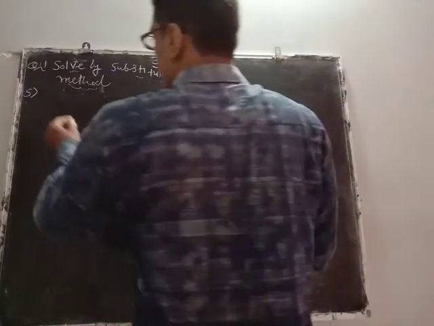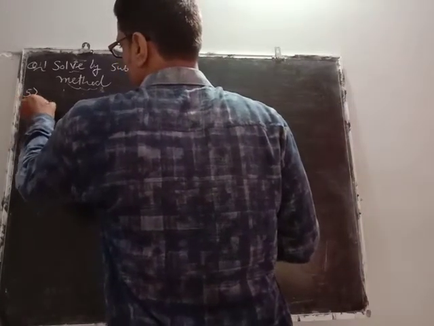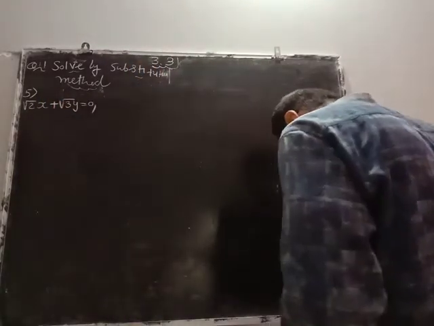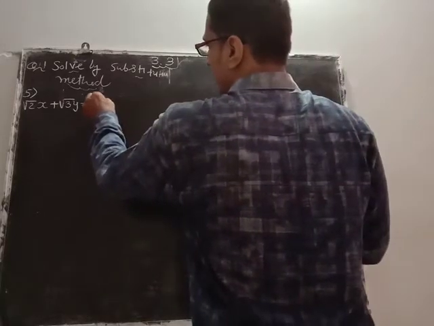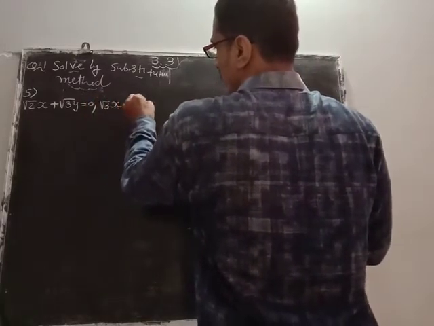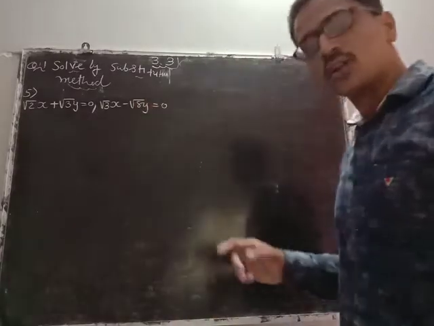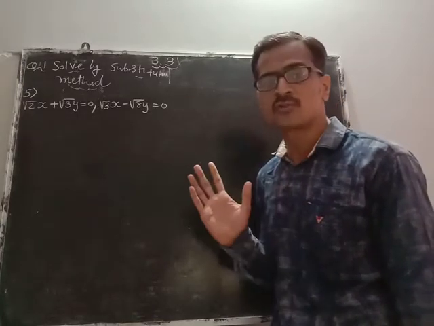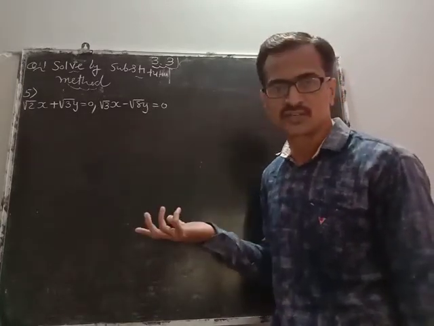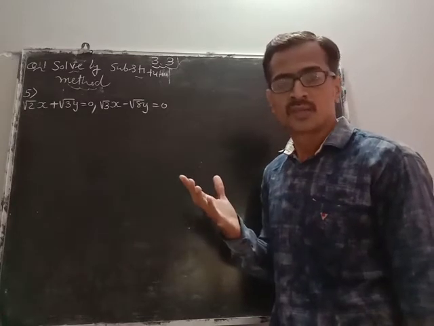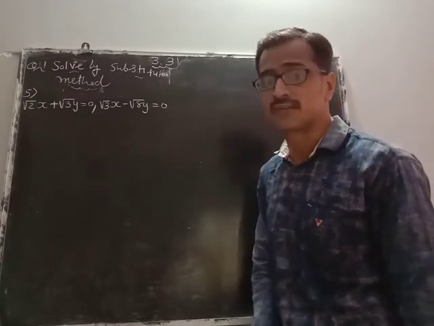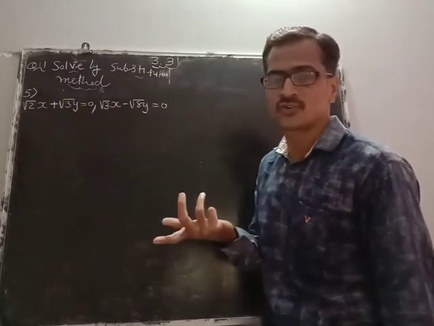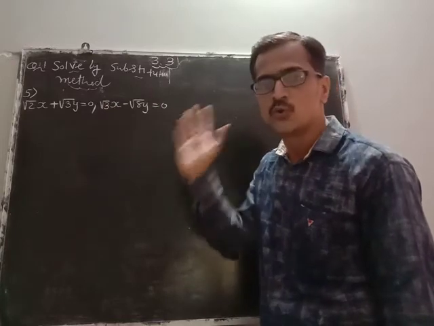Here it is: root 2x plus root 3y equals 0 and root 3x minus root 8y equals 0. So what is the first thing we'll check? Whether we can reduce or not. तो पहले फ्रैक्शन को हम रिड्यूस कर सकते हैं by finding out LCM. It's not a fraction. Second, we can reduce by finding any common factor. See, root 2 and root 3 are not divisible by any number. Root 3 and root 8 are also not divisible by any number. So they are already in reduced form.